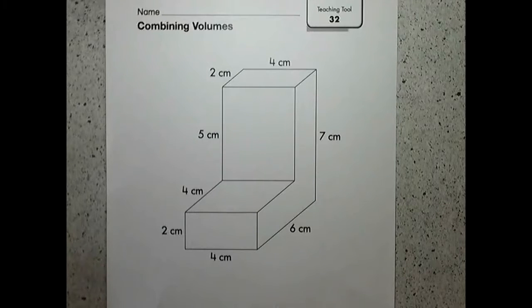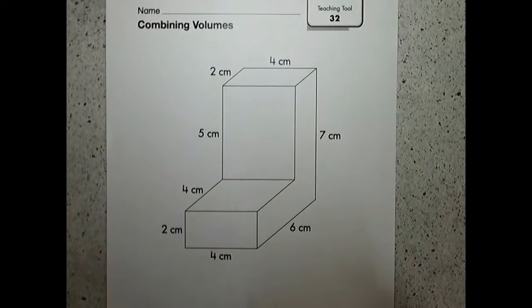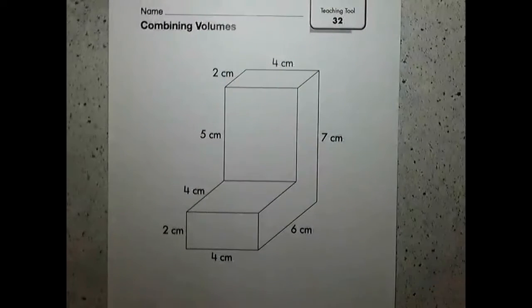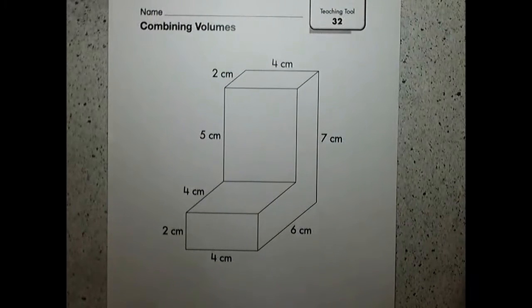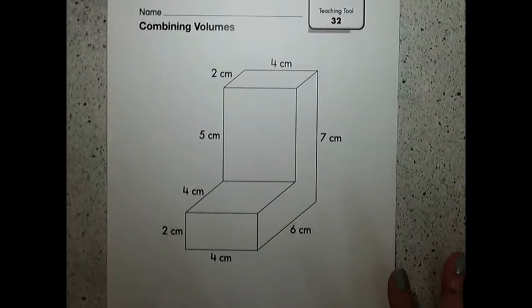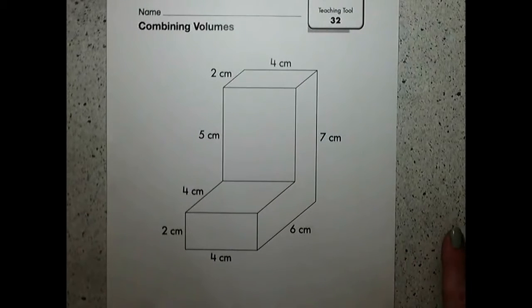Take a look at this shape. What do you notice about it? I'm noticing that this shape is not a regular prism. It's an irregular prism. There's no way I can find the volume by doing length times width times height with this shape.